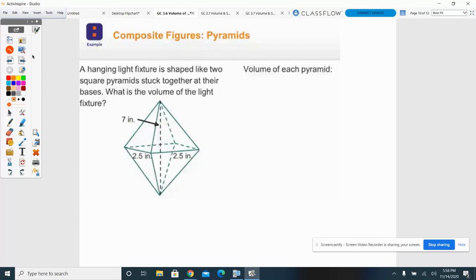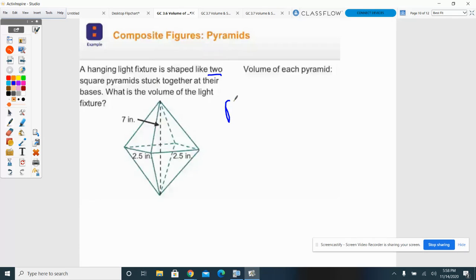Okay, what about this? It's a light fixture that has 2 pyramids stuck together. That's kind of neat. We're going to find the volume of the whole thing. So just find the volume of each pyramid, and then we'll add it together. But they're actually going to be the same 2 pyramids. So that'll make things easier. You can just find the volume of one and double it.